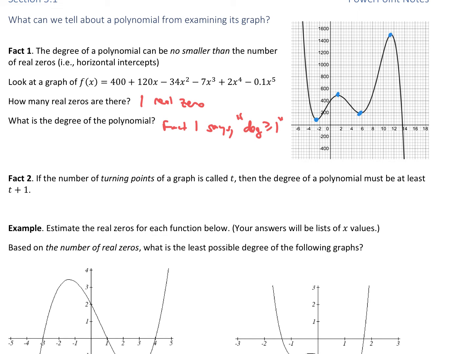And by a turning point, I mean a point where the graph changes direction. So at each of these blue dots, the graph is either changing from decreasing to increasing, or the other way around. In other words, the y-coordinates have stopped going down and started going up, or have stopped going up and started going down. So this graph has 4 turning points.